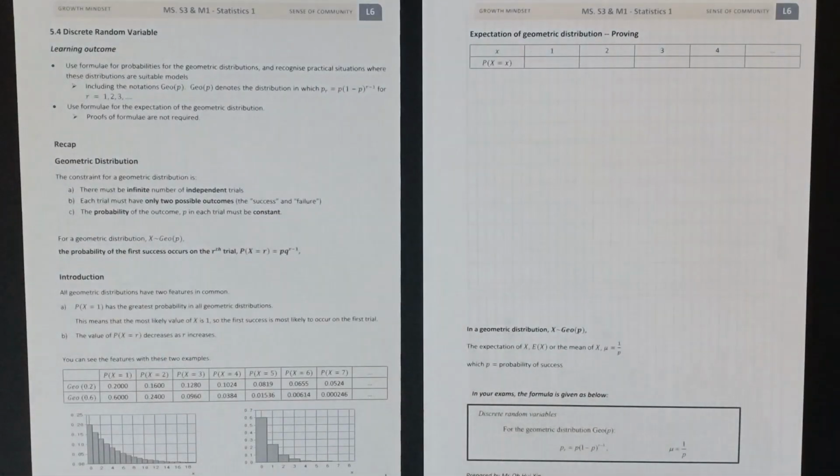Okay, so now we will be entering into the last learning outcome. Before we move into that, some recap for geometric distribution.